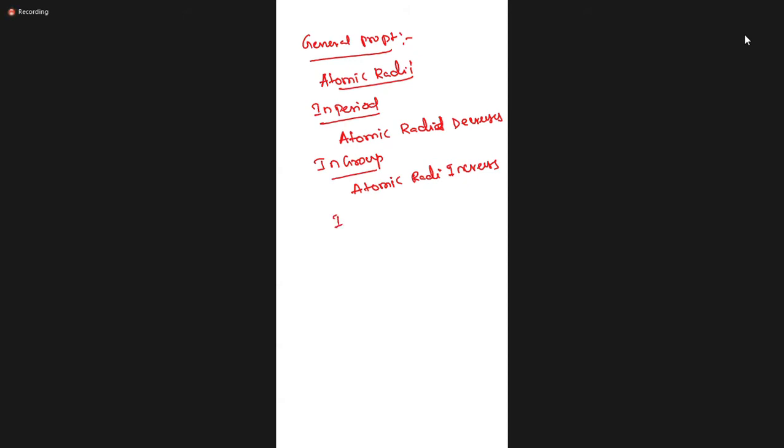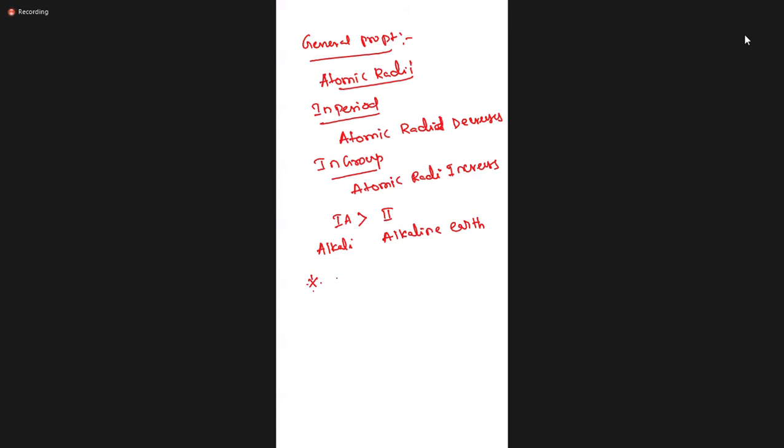Then compare first year group element and second year group element, alkali metals and alkaline earth metals. Alkali metals have larger atomic radii than alkaline earth metals. Is it clear? Alkali metals are larger than alkaline earth metals because effective nuclear charge increases.